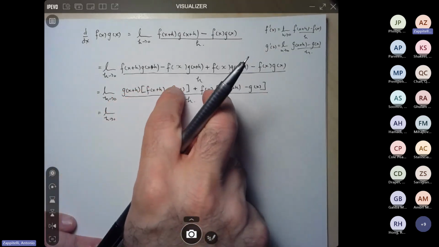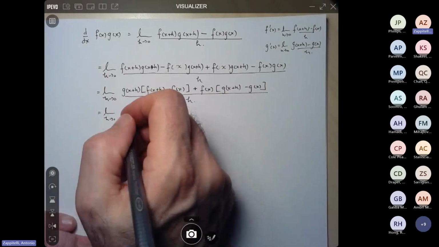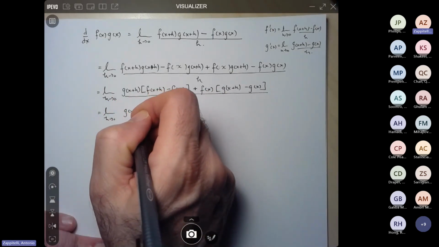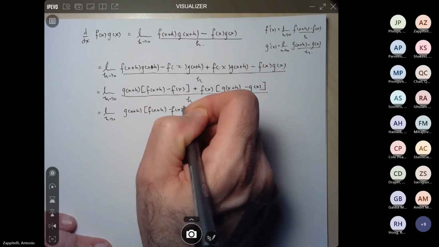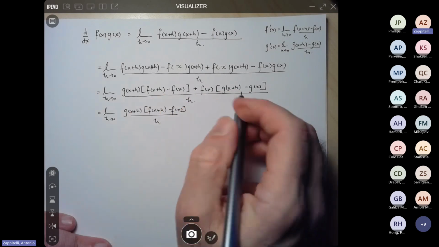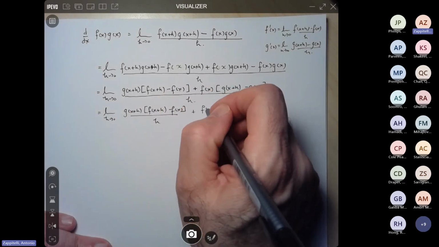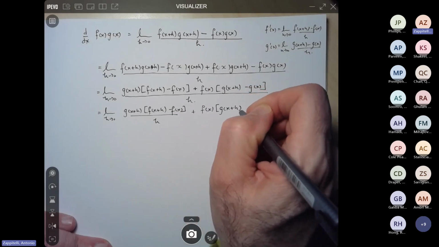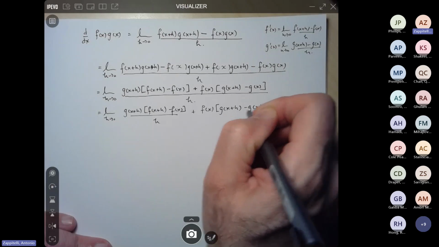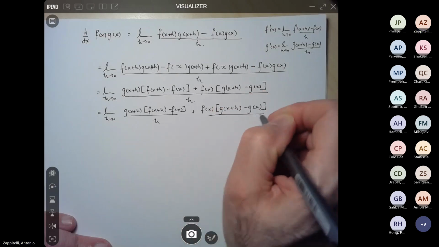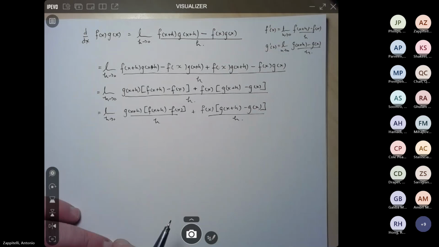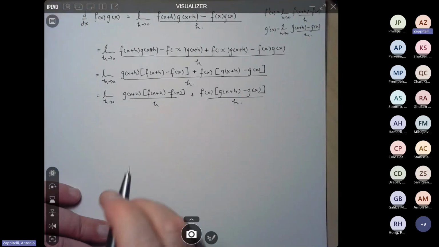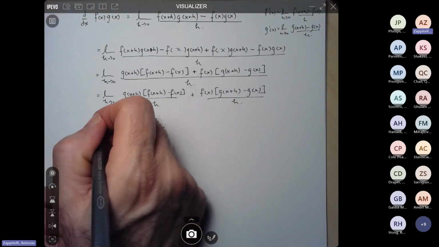And I'm going to split these up into two fractions. Okay, g at x plus h. And here we have f at x plus h minus f at x all over h. And here plus f at x times g at x plus h minus g of x all over h. Okay.